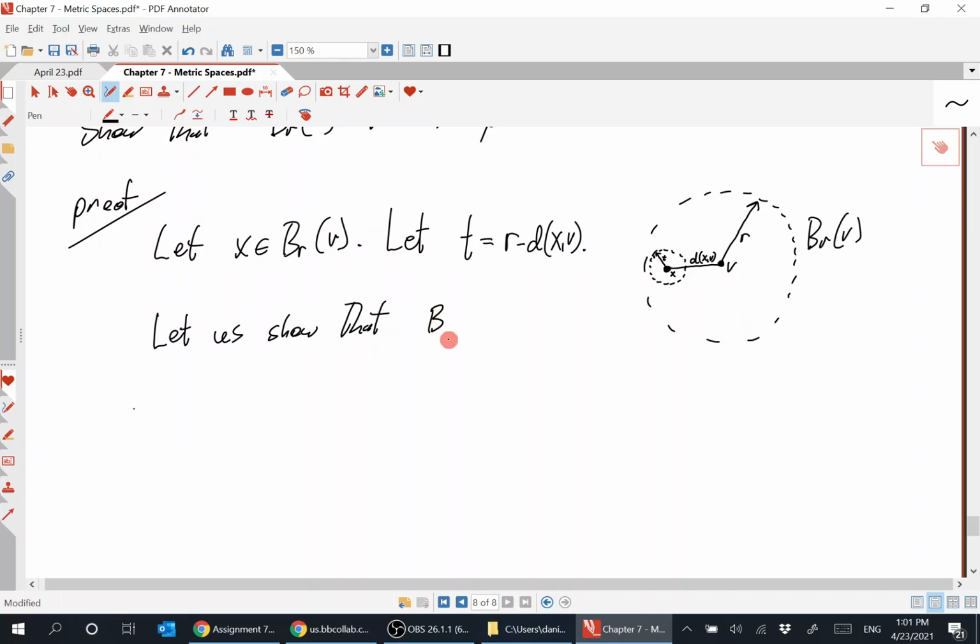Ball. Which ball? X is in the metric space, but the ball of radius what around X? This number T. The ball of radius T around X is contained in our alleged open set, which is the ball of radius R around V. Good, right? Okay, so how do we show that?